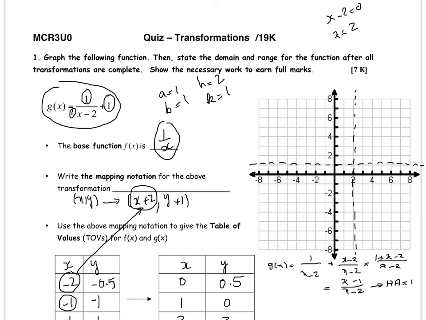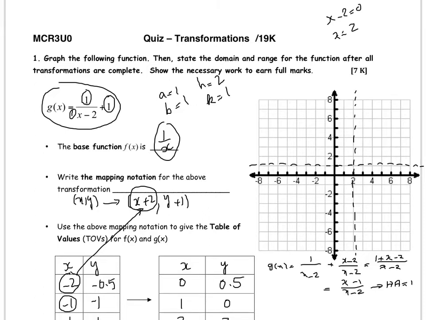The y-intercept is very simple. What we are going to do is set x equal to 0 in g of x. If we set x equal to 0, we get 1 over negative 2, which is negative 0.5, plus 1 is going to give us 0.5, so it's going to be a point around here.